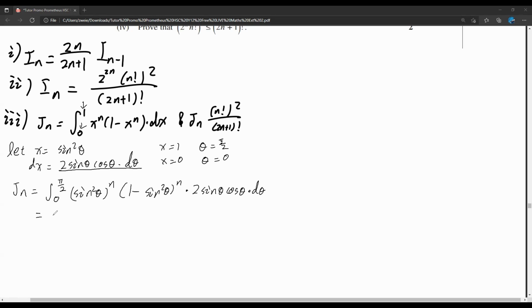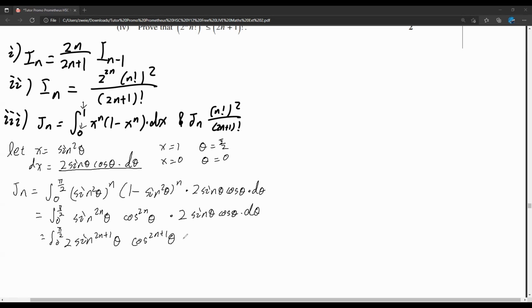And what I will get is the integral from 0 to pi on 2, simplifying it further, sine 2n theta cos 2n theta times 2 sine theta cos theta times d theta. And simplifying one more, what I get is the integral from 0 to pi on 2 of sine 2n plus 1 theta cos 2n plus 1 theta, with the 2 at the front, times d theta.